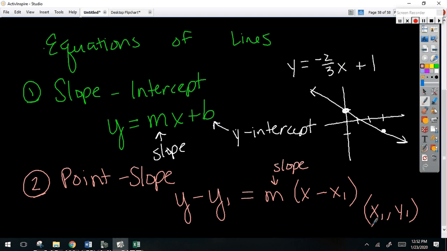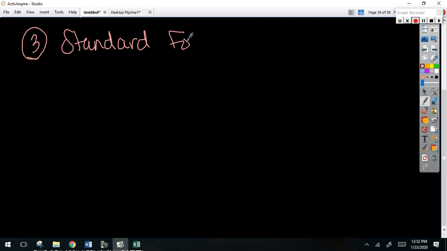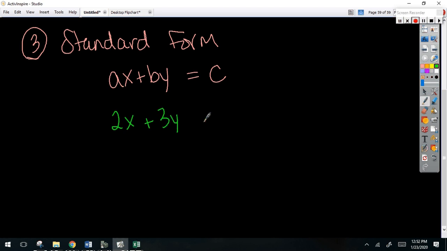The last form, and then we'll do some examples. The last form is what we call standard form. And so standard form is whenever both variables are on the same side. So maybe it looks something like this. Let me give you an example in standard form. Maybe 2x plus 3y equals 6.